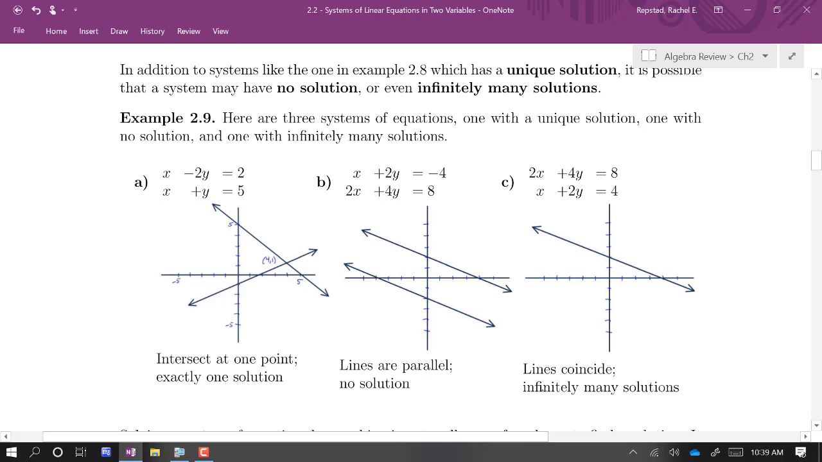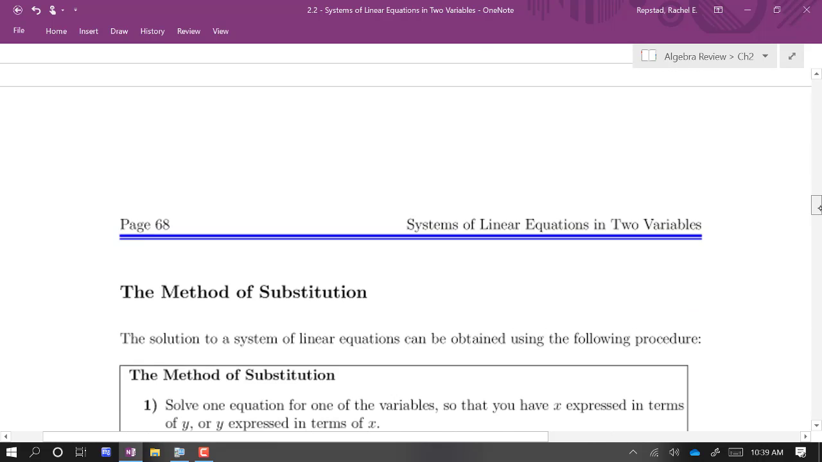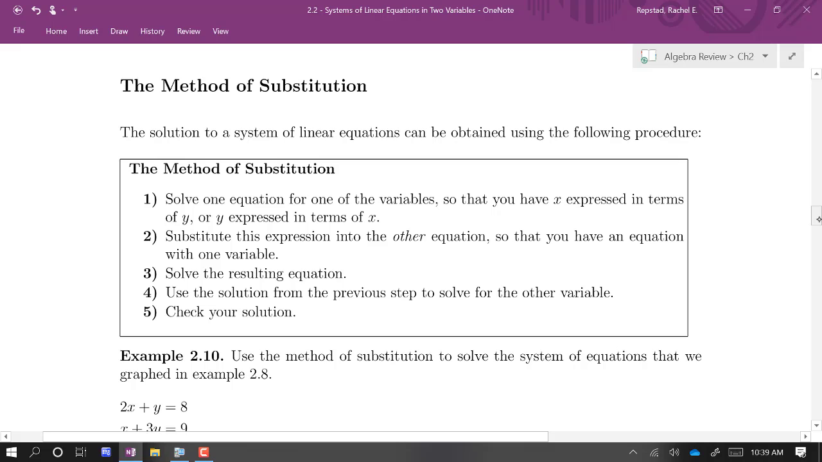And then it's also possible that the two lines just coincide. When you graph them, one line is just on top of the other. They are the same line. In that case, there are infinitely many solutions. And we'll see how to recognize these different types of solutions algebraically. So there are two techniques that we're going to learn.